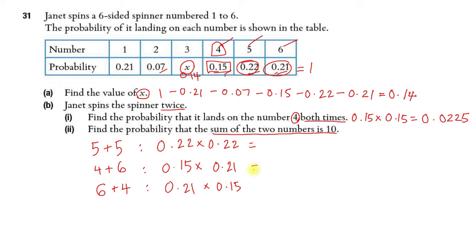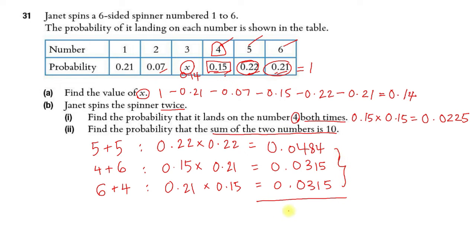Okay, let's look at the probability. This is 0.0484. This is 0.0315. This is also 0.0315. So the probability that the sum of the two numbers is 10, add these three up. You'll get 0.1114. Okay, are you following? Let's look at the next question.